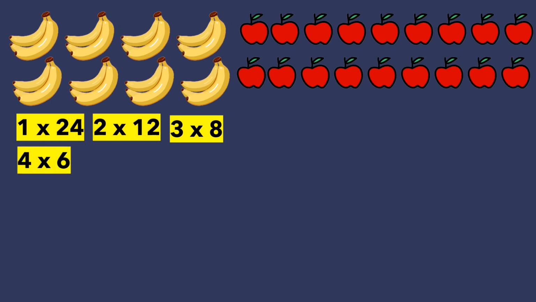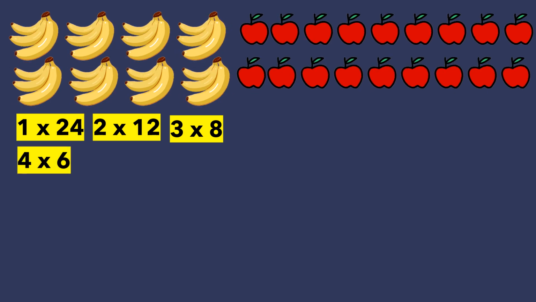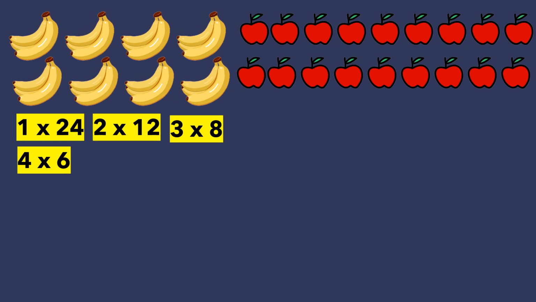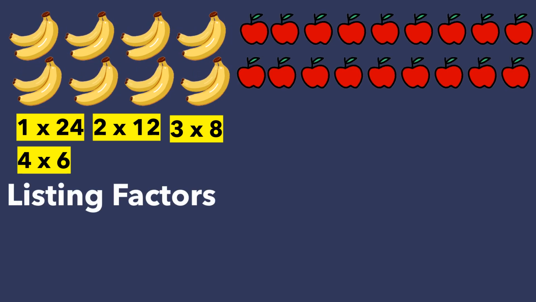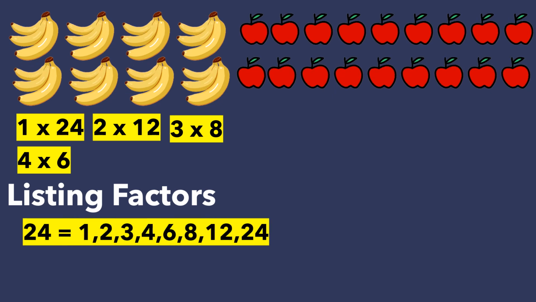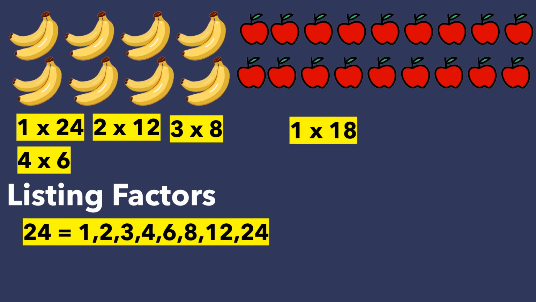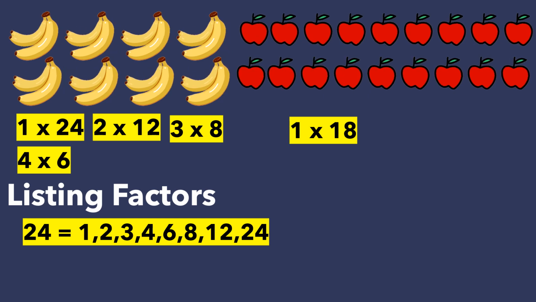And 3 times 8, the answer is 24. And 4 times 6, the answer is 24. By listing all the factors of 24, we have 1, 2, 3, 4, 6, 8, 12, and 24.